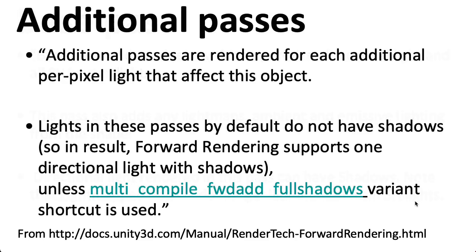Now, each of the remaining lights is part of an additive pass. Additional passes are rendered for each additional per pixel light that affects this object. Lights in these passes by default do not have shadows, so in result, forward shadowing supports one directional light with shadows unless multi-compile forward add full shadows variant shortcut is used. There's some deep Unity knowledge for you.